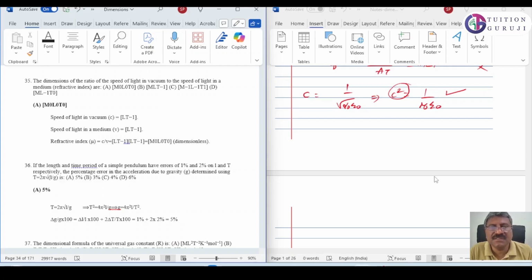Now the dimensions of the ratio of speed of light in vacuum to speed of light in medium, that is refractive index. It is very clear that it is a ratio of 2 speeds. So naturally there is no unit for that, and there is no dimension also, because it's a ratio of the same type of physical quantity. So both the dimensions will get cancelled, and it is dimensionless. So the answer is M raised to 0, L raised to 0, T raised to 0.